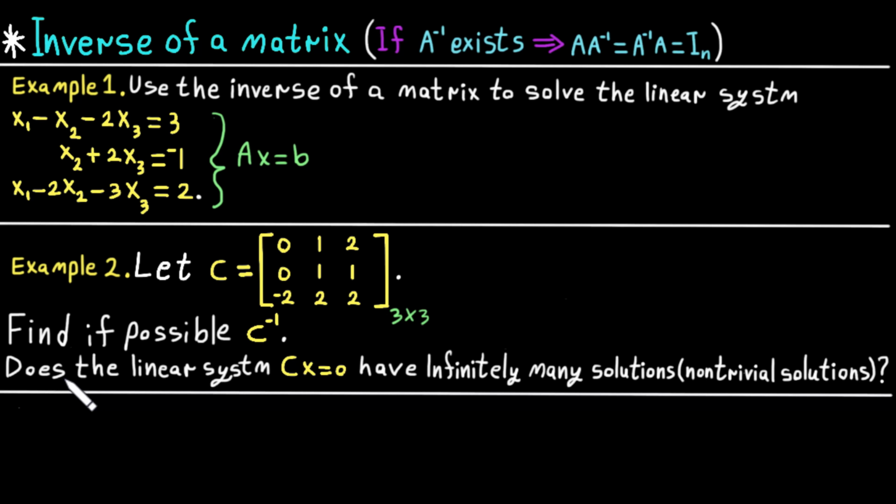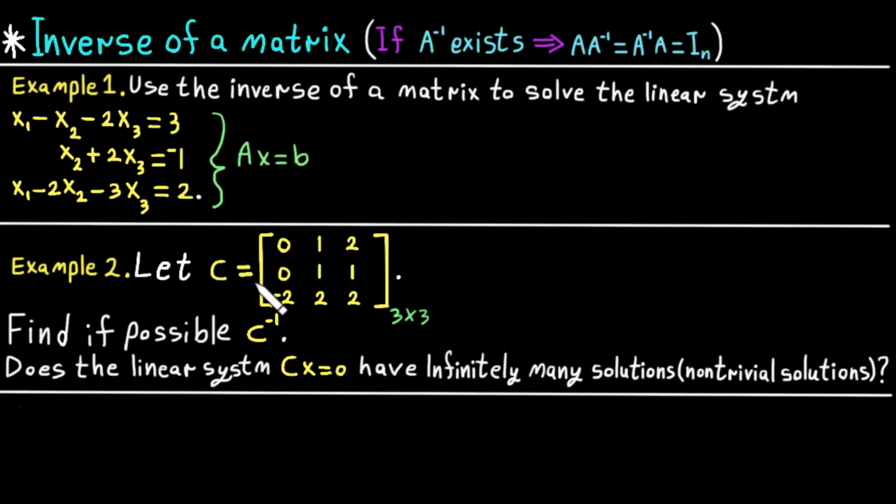So we have to answer this question: does the linear system Cx equal to 0 have infinitely many solutions, which they call a non-trivial solution? To answer this question, we have to find, if possible, this C inverse. If C inverse exists, then we can decide what type of solution we have. We will review all of this, but you have to know that if C inverse exists, then it has to be a unique solution, or they call it only one solution, or trivial solution. But for infinitely many solutions, they call it a non-trivial solution.